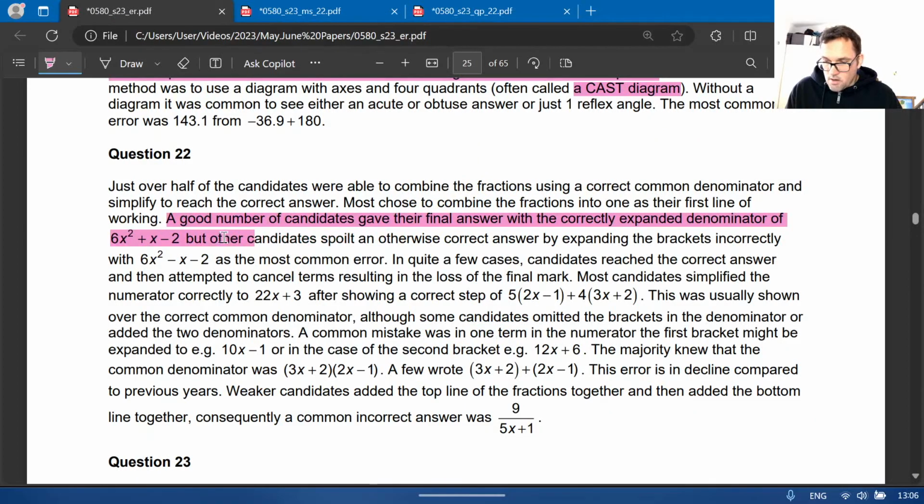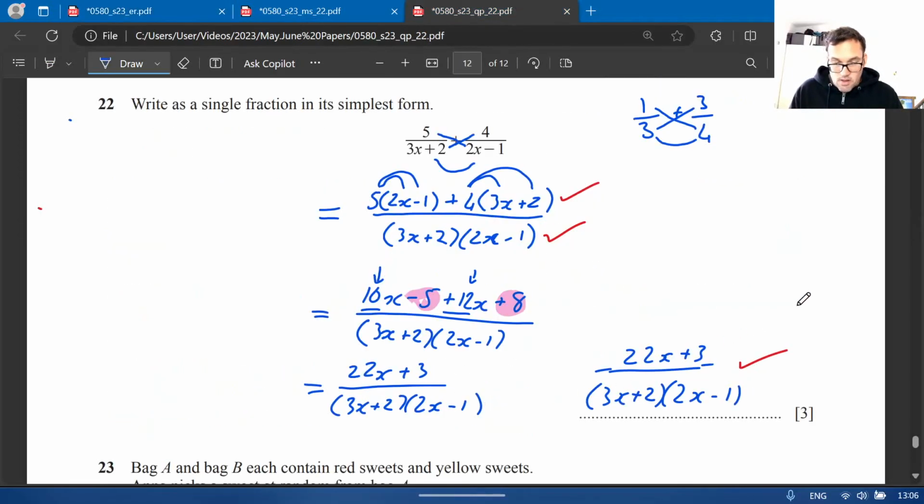It says a lot of students did expand the brackets below the line, but some of them spoiled their answer. If they had just left it without expanding the brackets, they would have gotten more marks, because when they expanded it, they made a mistake, and that cost them marks. So be careful if you expand the brackets below the line, that you don't mess up all your good work.